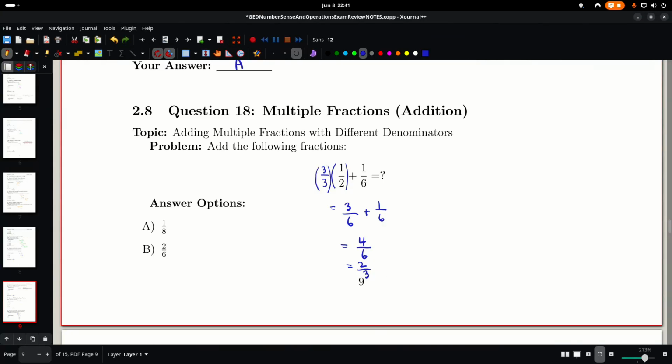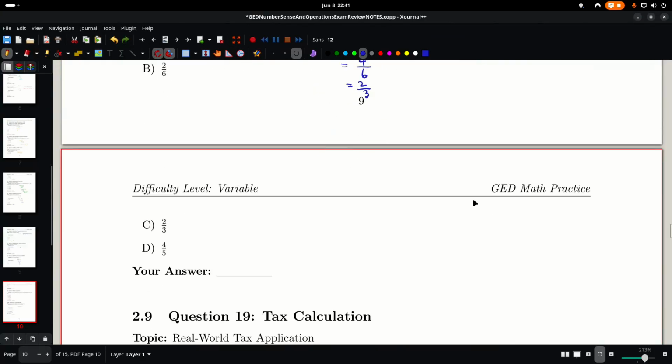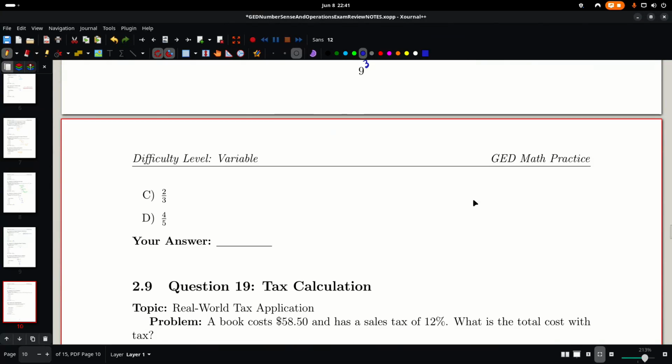So there we get 2 over 3, and see if that's one of our answers, and it looks like it is, so it's answer C. Alright, there we go. Very good.